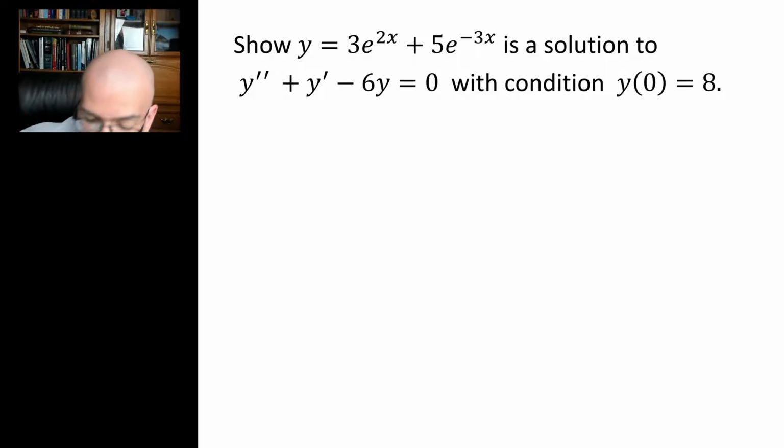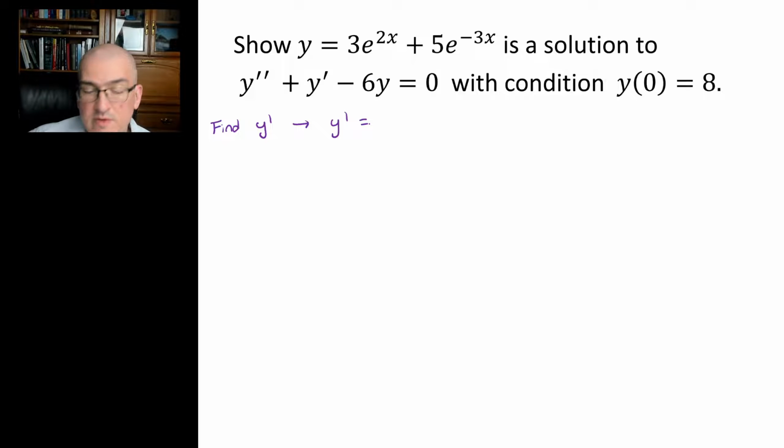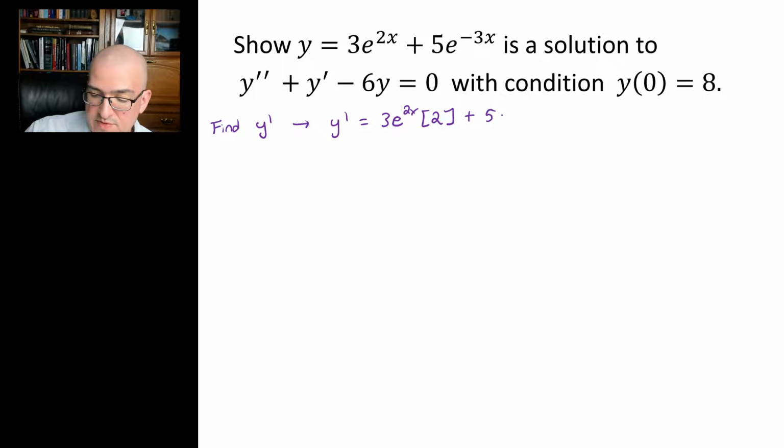So what we're going to do is get all the ingredients. So first I'm going to find y prime. y prime is the derivative of y. So we'll have the derivative of 3e to the 2x, which is 3e to the 2x times 2 from the chain rule, plus 5 times the derivative of e to the negative 3x. The derivative of e to the negative 3x is e to the negative 3x times negative 3. And we can simplify that just by multiplying the constants together. So 6e to the 2x minus 15e to the negative 3x.